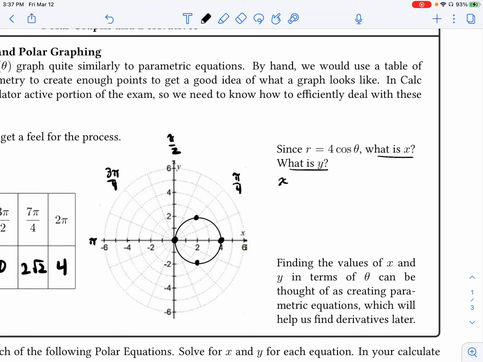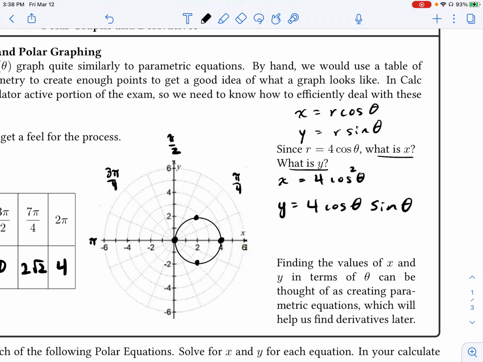And that's going to allow us to find the derivatives a little bit later, and we'll do that in a bit. So if you remember, x is equal to r cosine theta, and y is equal to r sine theta. So we're just going to write those equations. So x is equal to 4 cosine theta times cosine theta, or another way of just saying that is just cosine squared theta. And then y is going to be 4 cosine theta times sine theta.